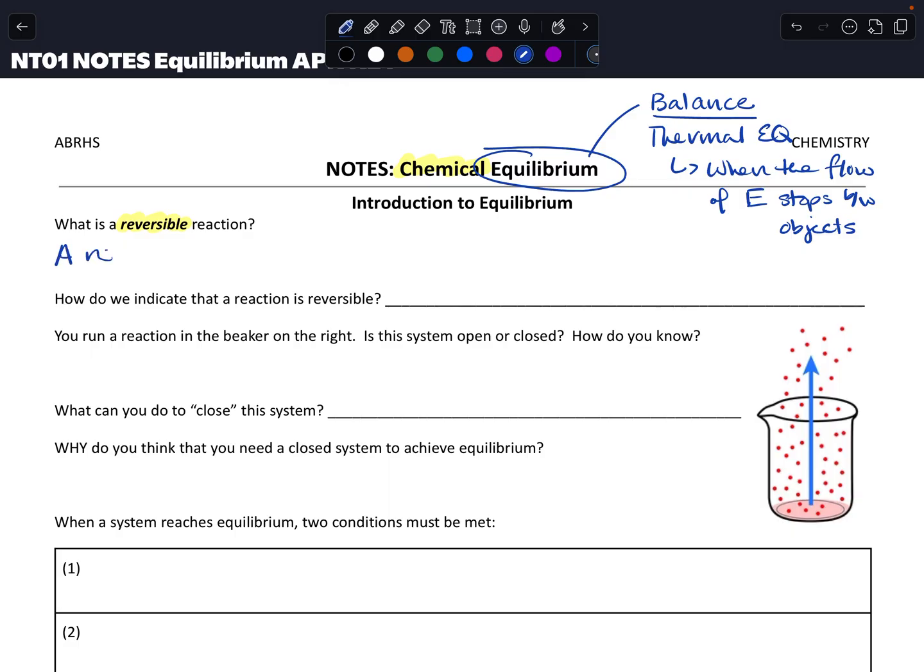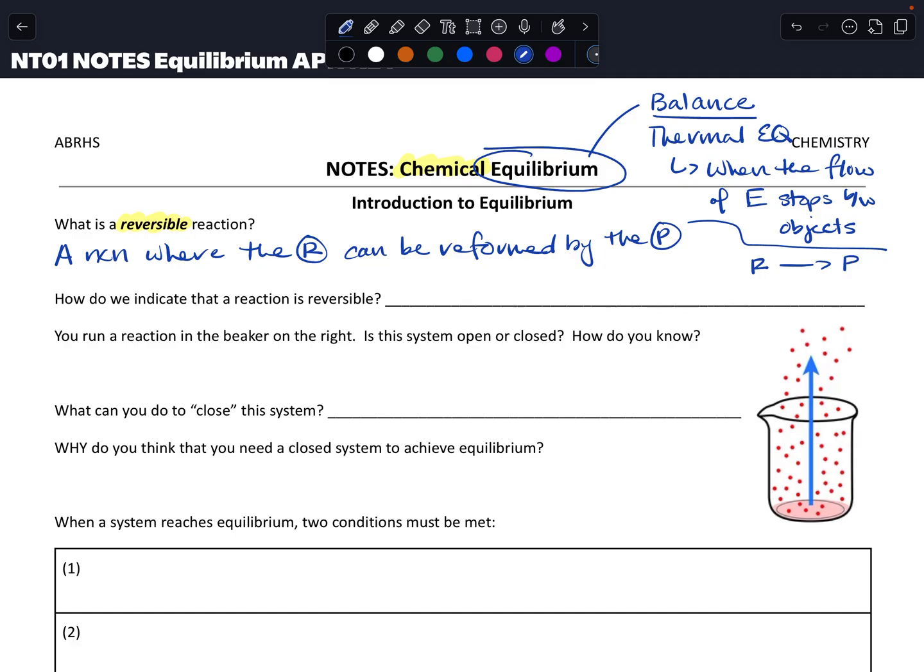And so that's a reaction where those reactants can be reformed by the products. All right, so if we think about it, normally we think about reactants forming products, and that happens under most conditions, but in a reversible reaction, the products can also collide and reform those reactants. So a reversible reaction is any one where this is a possibility.